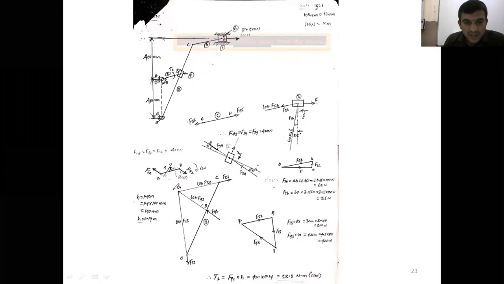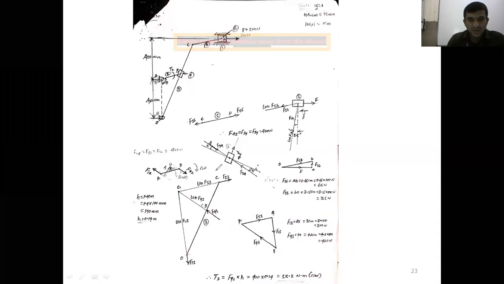Now once you get the point of concurrency for link number 3, this F53, the magnitude and direction we know, but the magnitude and direction of F43 and F13 are unknown. Then how do you determine them? Again we will draw a force polygon. I will not explain this force polygon again. You should draw it and send it to my WhatsApp number. Once you draw the force polygon for link number 3, Fi3 we already know, both magnitude and direction.